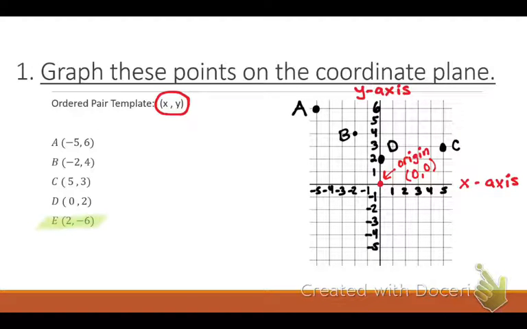All right, so with this one, I start at the origin. Guys, should I go left or right? Right. How many? Right 2. And then where should I go? Down. Down how many? 6. Very good. How many of you got that same point that I did? And make sure you have labeled it point E.